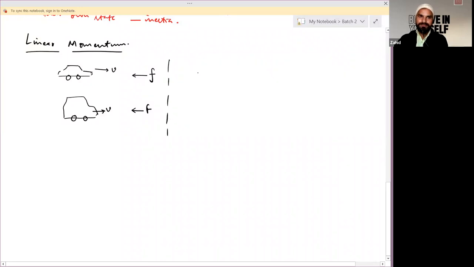Now suppose there is a bullet fired from any gun having mass m, and there is a stone having mass m thrown by any one of you. Now tell me which of these two will require larger force to get stopped, bullet or stone? Bullet. Good.